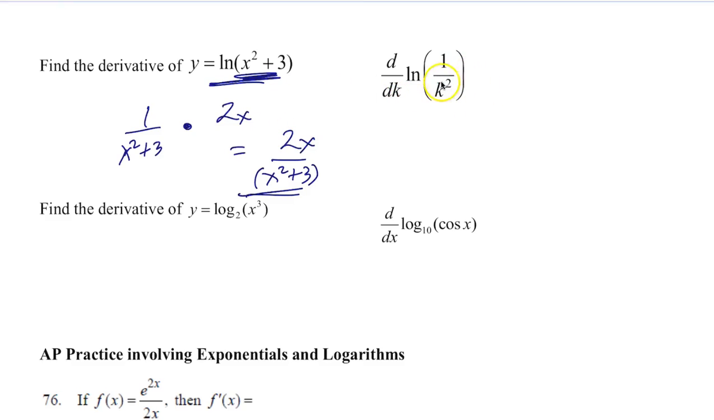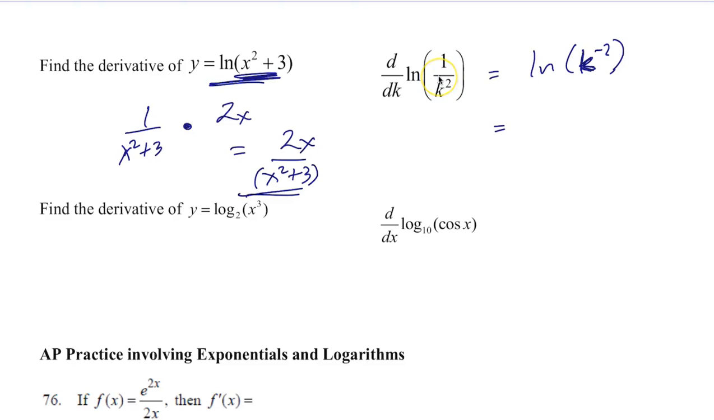Let's look at this one. Natural log of 1 over k squared. So it's a chain rule. We're going to take a derivative of the inside. I cannot take a derivative of 1 over k squared, right? So before I do this, I'm actually going to rewrite it to natural log of k to the negative 2. That way I could just take a smooth derivative and not have to think about it.